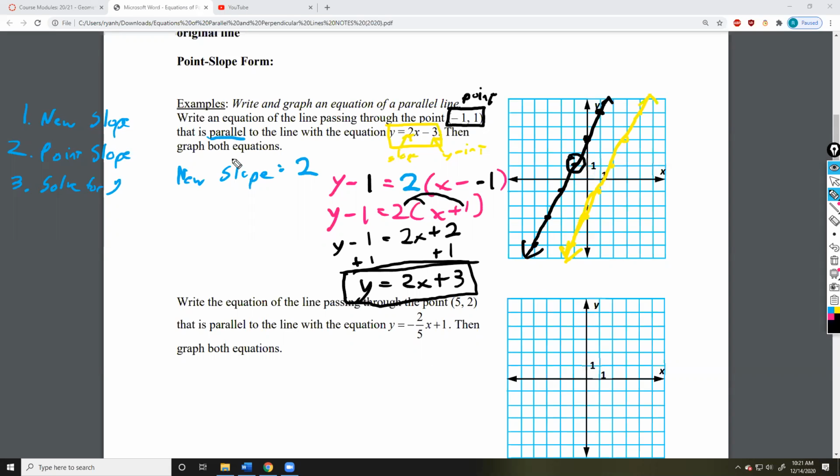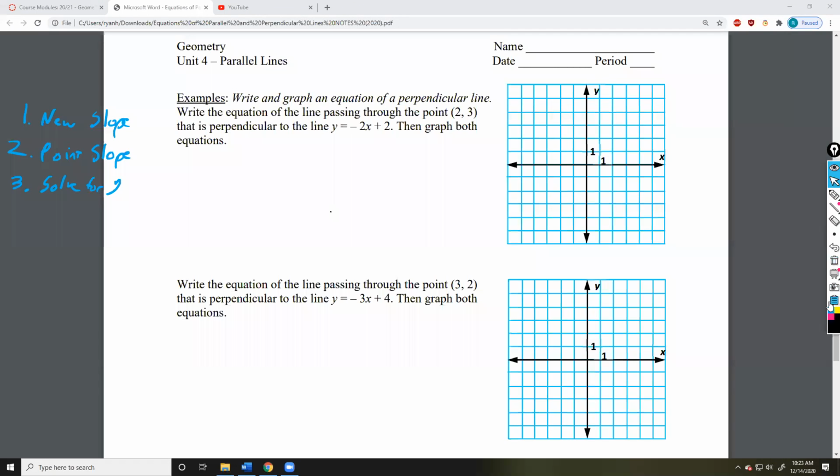So get our new slope, which was the same. Put it in your point slope form. Solve it for y. Distribute, move this to the other side. All right. So I'm going to jump down to this one because it's a perpendicular one, and I want to look at a perpendicular one. Same steps. The only thing that's going to be different is this first step of getting the new slope.